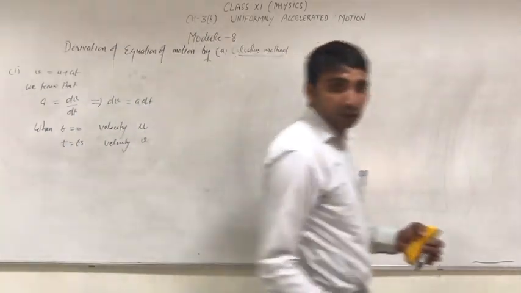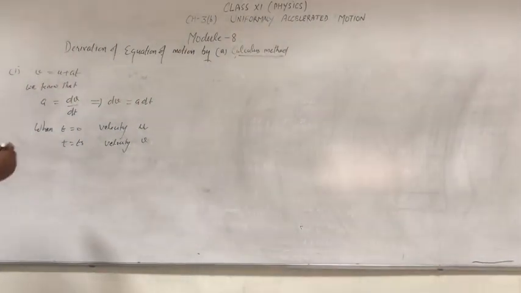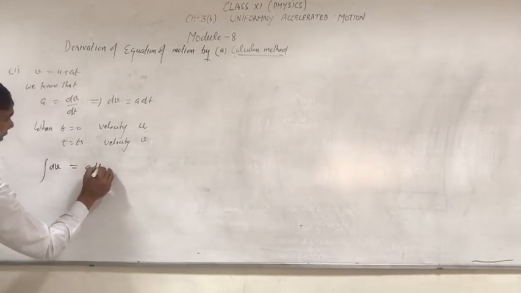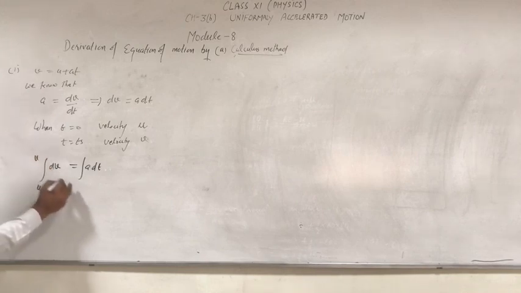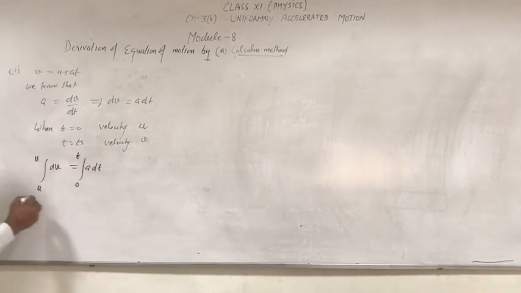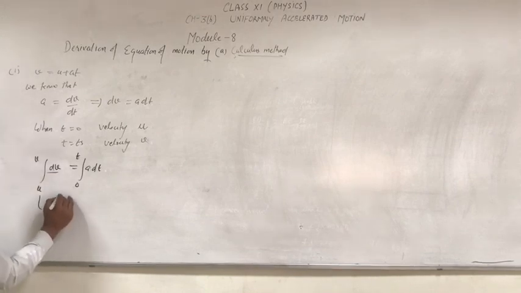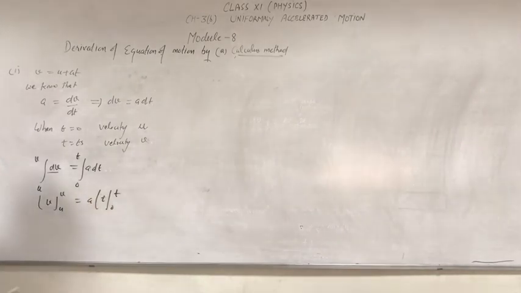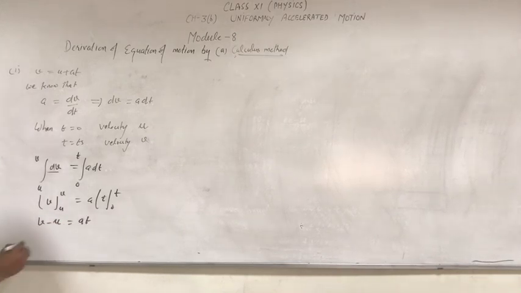Integrating this equation, integrating both sides, dv is equal to A into dt. Putting limits u to v and 0 to t, integration of dv from u to v is a times integration of dt from 0 to t. So v minus u is equal to a t. So v is equal to u plus a t.